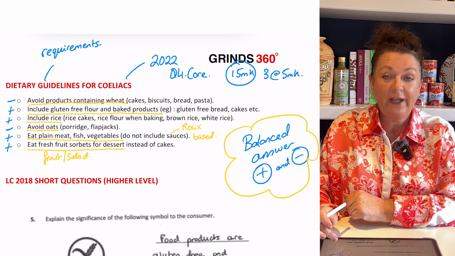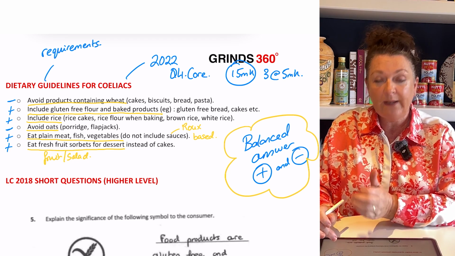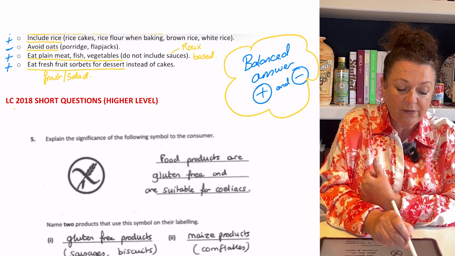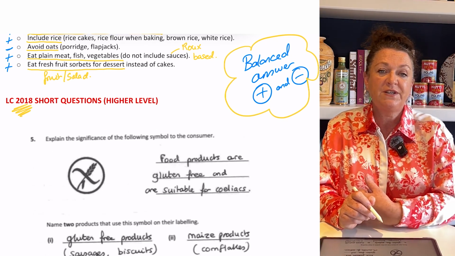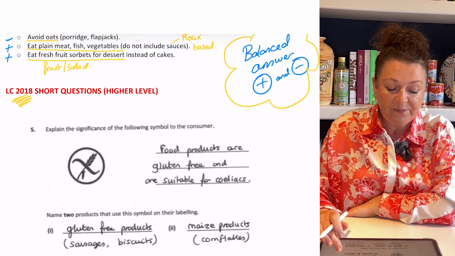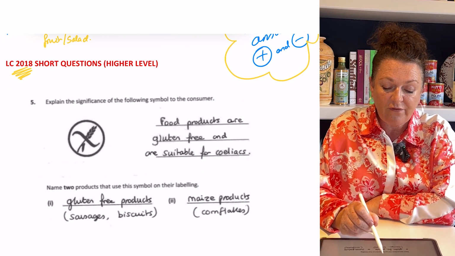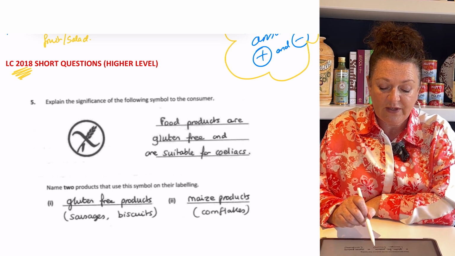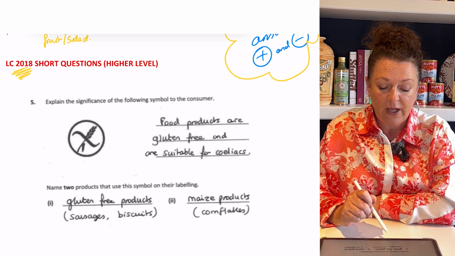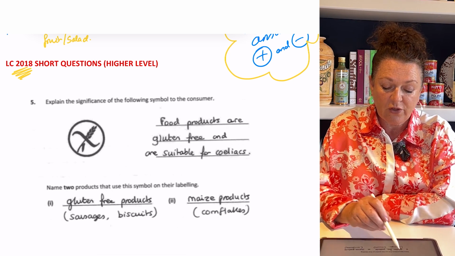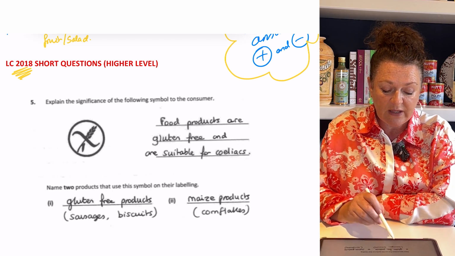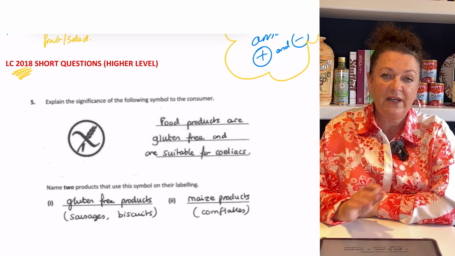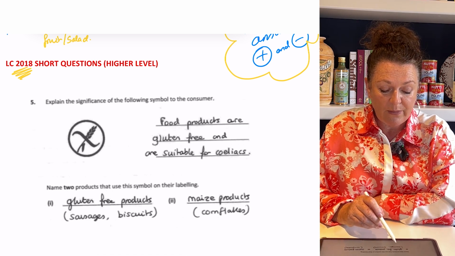But another one if you want, and we only needed 3 back in 2022. But this was a short question in 2018, and it said, explain the significance of the following symbol to the consumer, and then name 2 products that use this symbol. So food products that are gluten-free and suitable for celiacs, 2 products. Now, some people would write biscuits and pasta and leave it at that. So you want to be more specific.